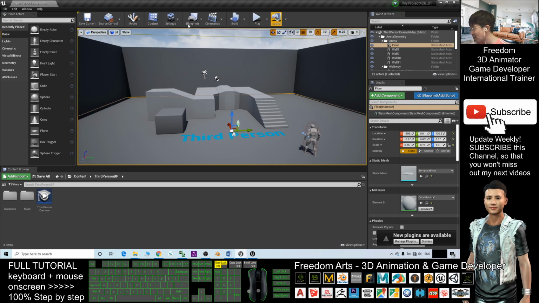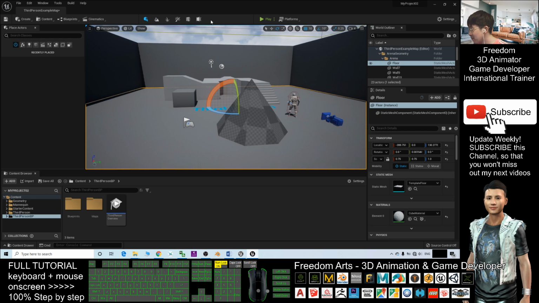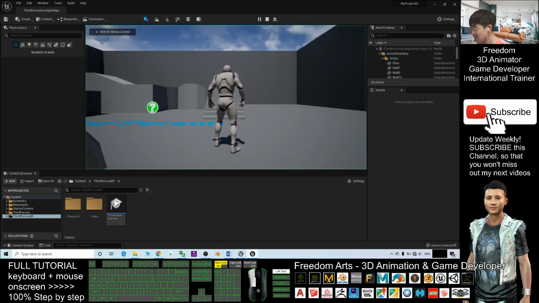And how about this bar? You have all the modes here. How about Unreal Engine 5? You also have all of this. The contents, blueprints, you can play test, all still the same.